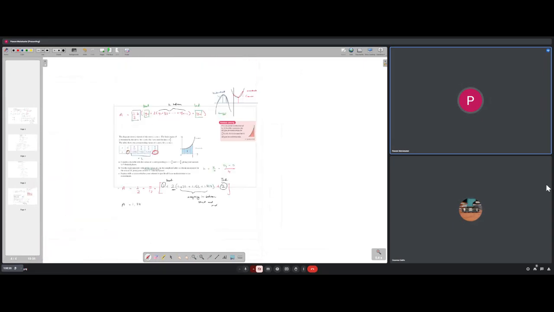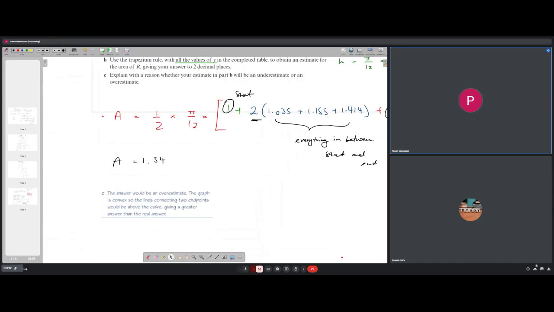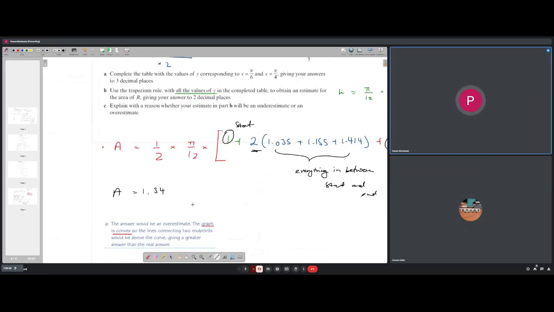I don't know what the reasoning they give was. Do you know what? I kind of respect what they're saying. I completely respect what they're saying, because how else are you going to justify your answer? If you say the graph is convex, you're completely justifying your answer. So if the graph is convex, then it's an overestimate. If it's concave, then it's an underestimate. That's a good point.